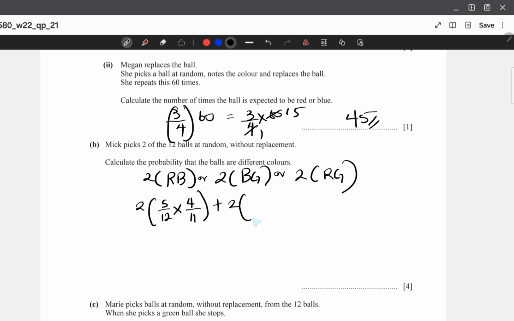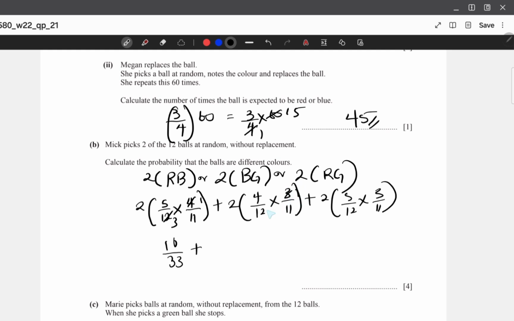Then plus 2 bracket blue is what? 4 over 12 times green is 3 over 11. Then plus 2 bracket 5 over 12 times 3 over 11. So 4 here 1, 4 here 3. So that is 10 over 33 for this one.